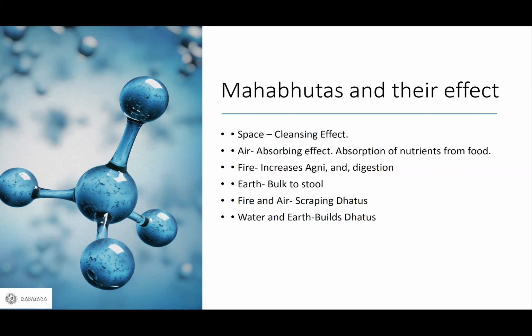Every Dravya is made up of the five Mahabhutas, and the Mahabhutas give it the taste. You know that, right? Let's say a Mahabhuta is made up of space. They have other things also, but they've mostly got space in it. So the effect of the space is going to be cleansing. What do we mean by cleansing? What do you think is cleansing? Any ideas?